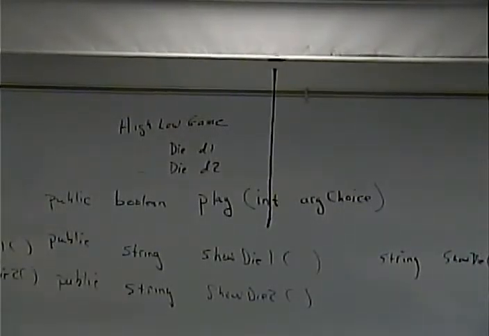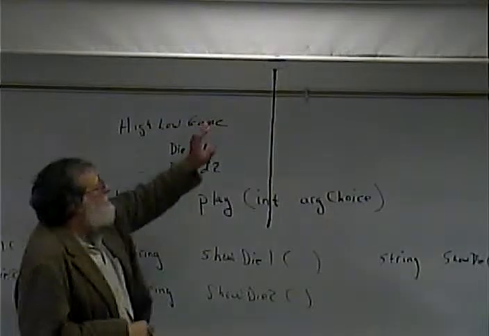So, what do I have? I have two dice. What can I do? I can play the game, tell you if you won or lost, and tell you what picture the die is for each of the two. So let's build this class, and then we're going to use it. I'm going to make a new class, and I'm going to call it High-Low Game.